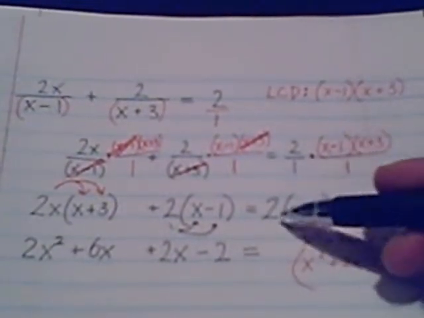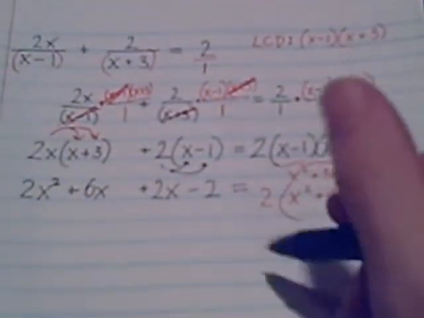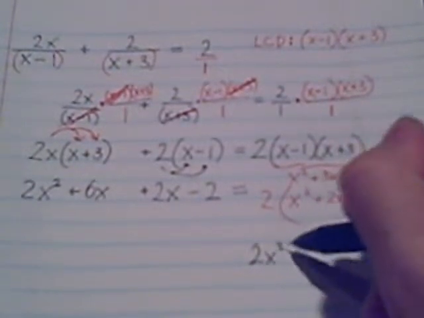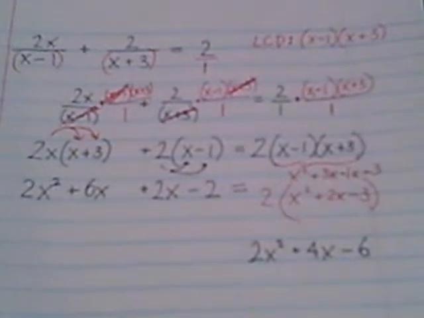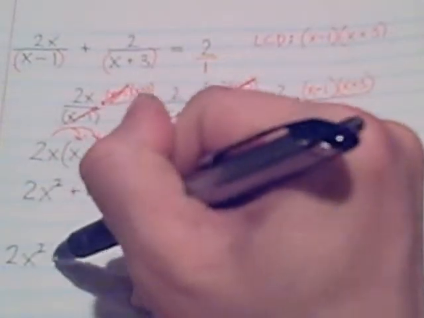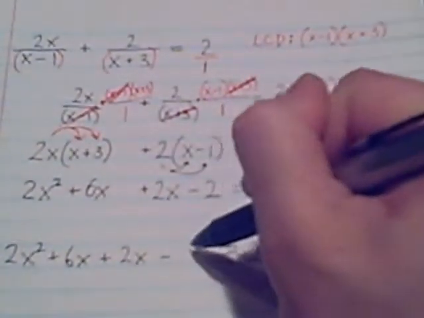But don't forget, we also had this 2 out front that needs to get multiplied in. So my right side is really 2x squared plus 4x minus 6 equals 2x squared plus 6x plus 2x minus 2.